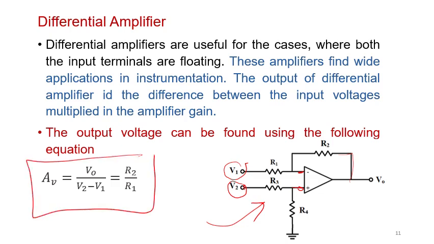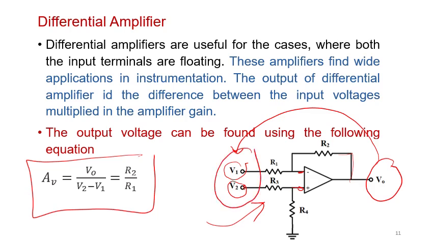The gain AV is equal to Vout over the difference between the two voltages. So the output over the input, but the input in this case is the difference between the two voltages, V2 minus V1, which is expressed as R2 over R1. As you see, the quantity is going to be positive here, positive of course if V2 is more than V1.